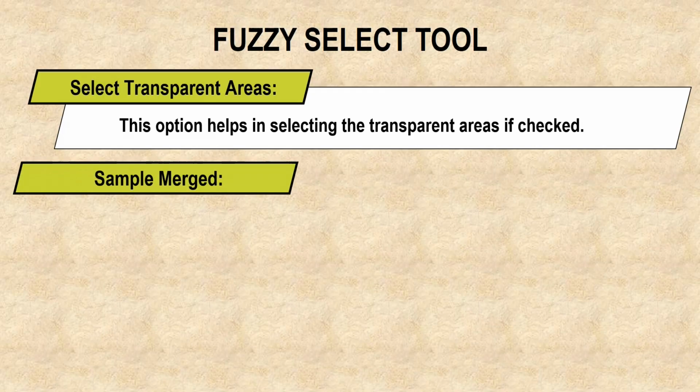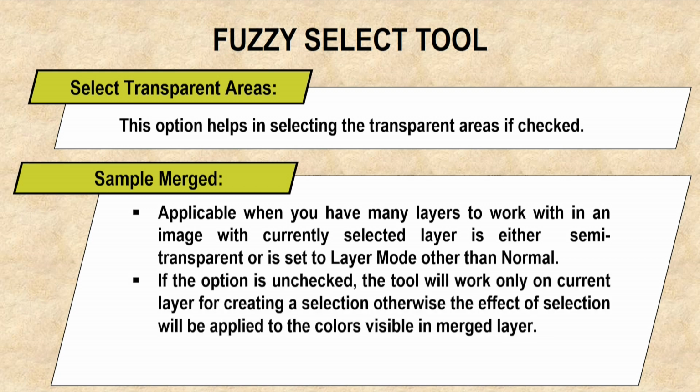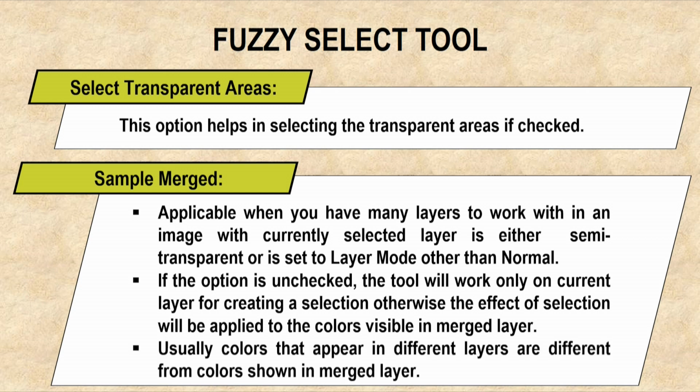Then comes sample merged. It is applicable when we have more than one layer in our image to be edited, and it works when the currently selected layer is either semi-transparent or is set to a layer mode other than the normal mode. If the option is unchecked, then the tool will work only on the current layer, and if this particular option, that is sample merged, is selected, then it will show its effect on the composite image. And usually the colors that appear in different layers are different from the colors that are shown in the merged layer.